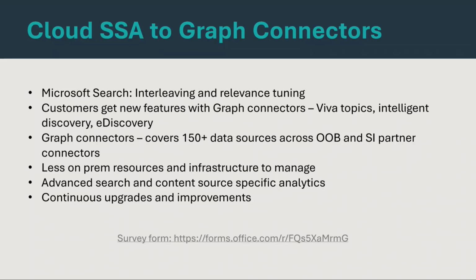And obviously, all the graph connectors content gets to participate in the new experiences like Viva Topics, intelligent discovery like recommendations in Office Feed, and eDiscovery. And that is going to go even better in times to come. Whereas for Cloud SSA, it will be difficult to give parity on these experiences. Following that, on the content side, we have got great out-of-the-box and partner-built connector support for over 150 data sources now.